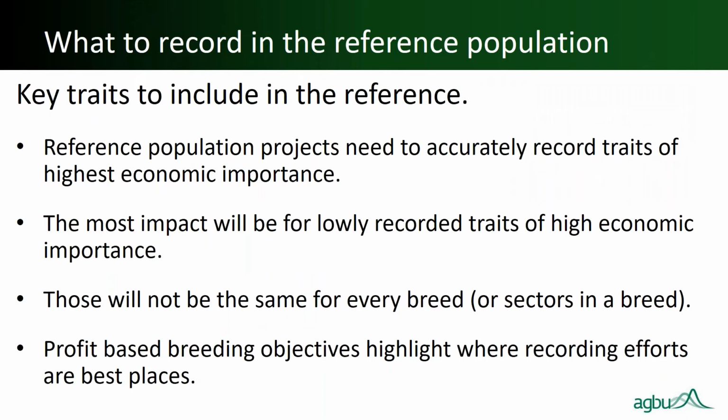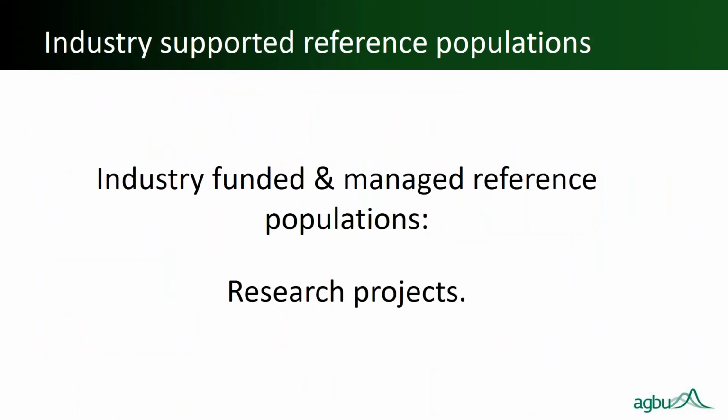So I think the key traits we want to include in the reference are traits which are economically important, that drive genetic profitability. Those won't be the same for every breed, and even within a breed, different sectors in that breed will focus on different traits. And profit-based breeding objectives, which are an output of developing selection indexes in BREEDPLAN, are a really useful resource in developing our understanding of those objectives.